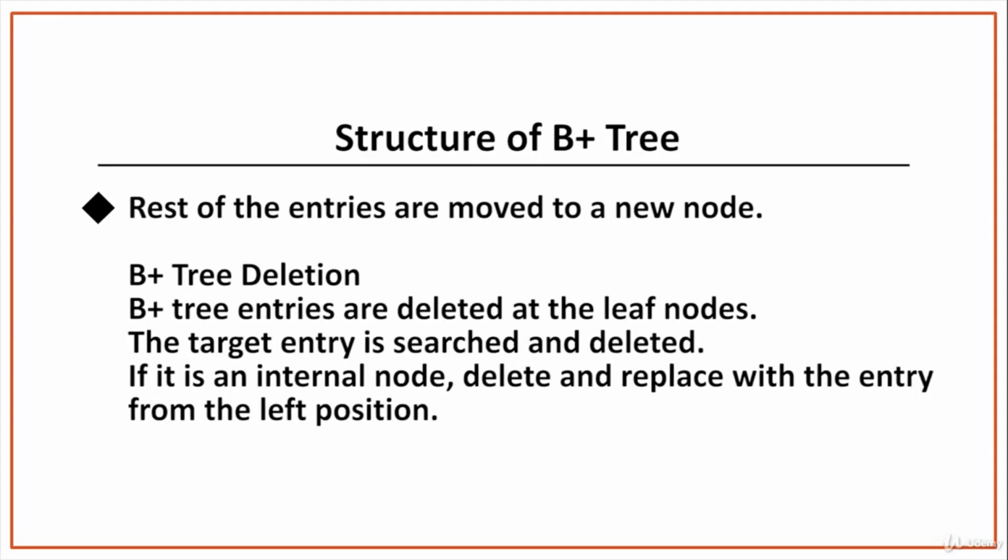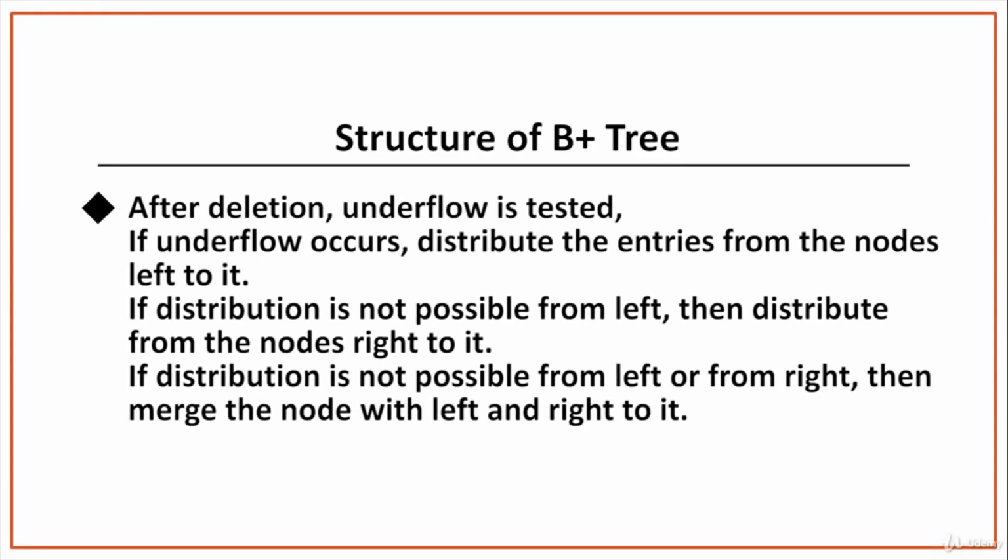B+ tree deletion. B+ tree entries are deleted at the leaf nodes. The target entry is searched and deleted. If it is an internal node, delete and replace with the entry from the left position. After deletion, underflow is tested. If underflow occurs, distribute the entries from the nodes left to it. If distribution is not possible from the left, then distribute from the nodes right to it. If distribution is not possible from the left or from the right, then merge the node with the left and right to it.